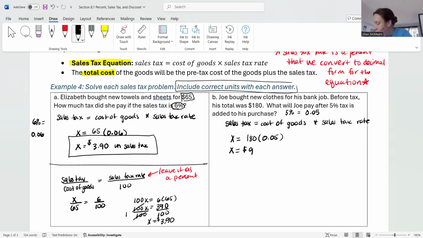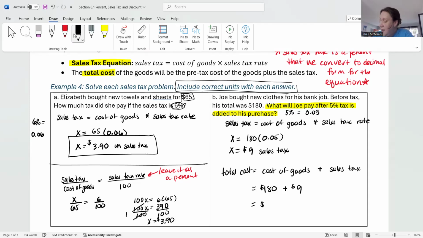Okay, so this is $9 in sales tax, but that's not actually answering the question. The question is, what will Joe pay after 5% sales tax is added to his purchase? So how much does he actually pay at the register? Well, the total cost equals the cost of the goods plus sales tax. So the cost of the goods in this case was $180. Plus he's got to pay that $9 in sales tax. So at the end of the day, Joe pays $189 total.